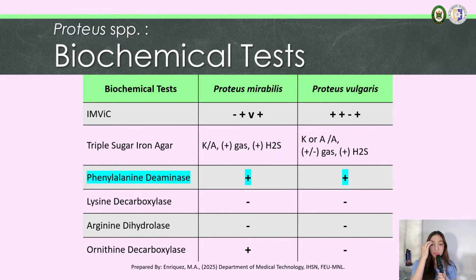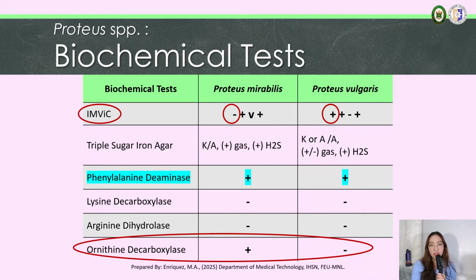Here are the biochemical test reactions of both Proteus mirabilis and Proteus vulgaris. So on IMViC, the V here means that their reactions could be variable. Ang sigurado lang po tayo dito ay yung kanilang indole reaction. So for Proteus mirabilis, its indole production is always negative, but for Proteus vulgaris, its indole production is always positive. All right. Another test that could be used to differentiate mirabilis and vulgaris is ornithine decarboxylase. All right, Proteus mirabilis would test positive, while Proteus vulgaris is negative.